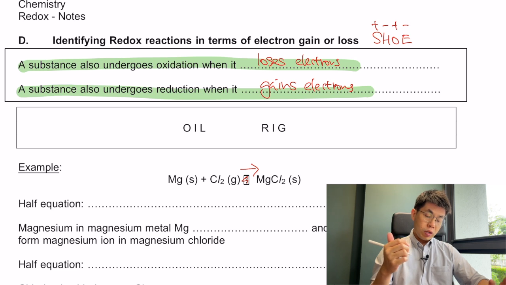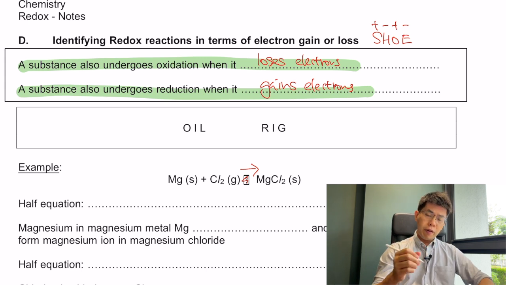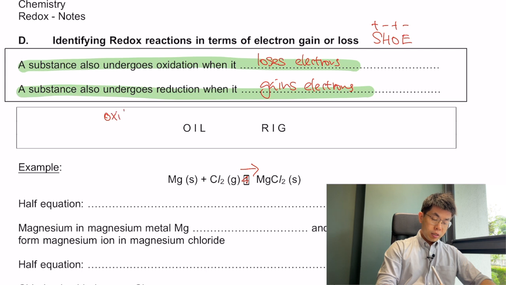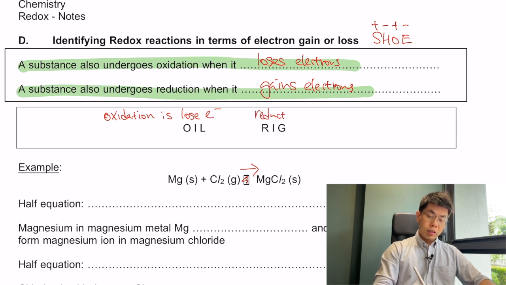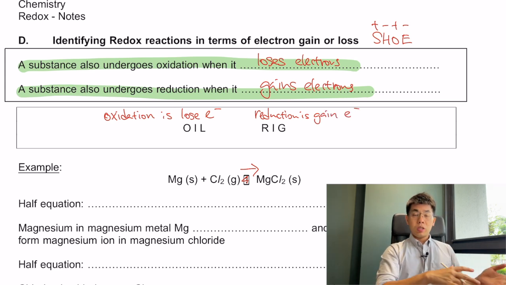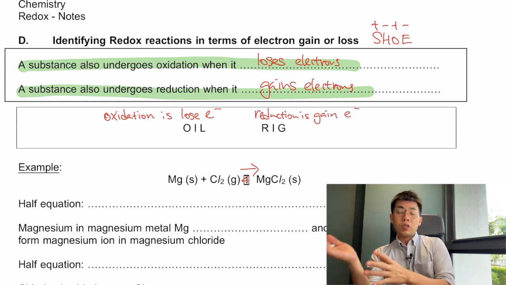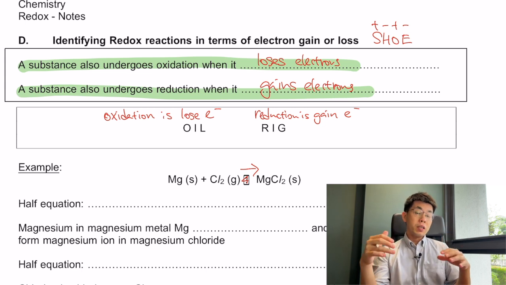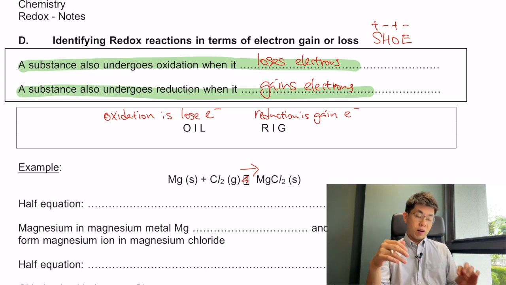And therefore, we have our own mnemonic for this, and we call it OIL RIG. OIL RIG is something that you use very, very often, and you hear me say it very, very often. OIL RIG stands for oxidation is loss, or oxidation is lose, and lose what? Lose electrons. And RIG stands for reduction is gain electrons. So oxidation is lose electrons, and reduction is gain electrons. Therefore, OIL RIG. Okay, remember this is going to be very, very useful.